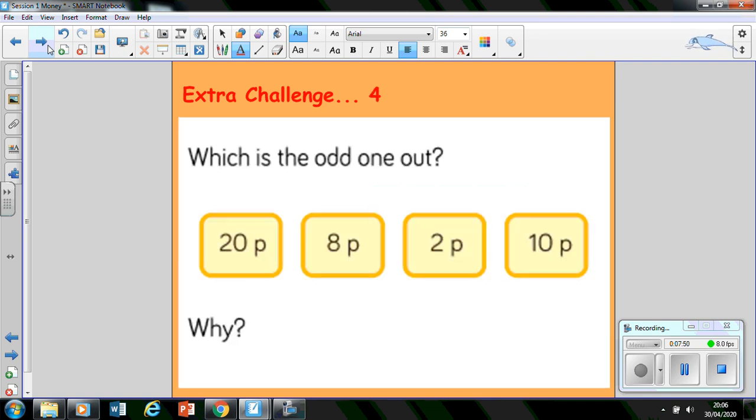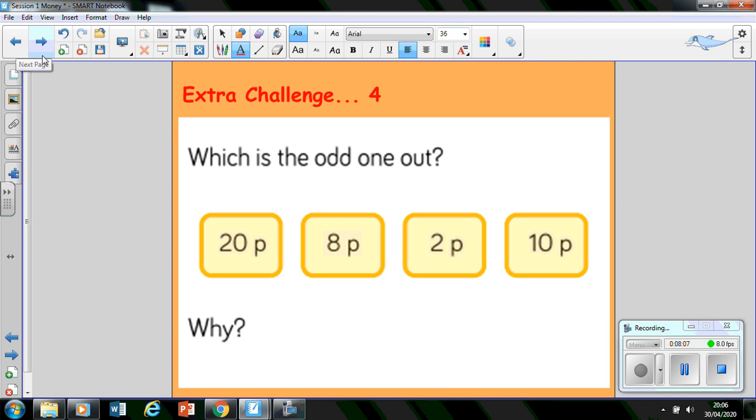Okay? Extra challenge number four. Which coin is the odd one out? Okay, so we've got 20p, 8p, 2p, 10p. Which one is the odd one out and why?